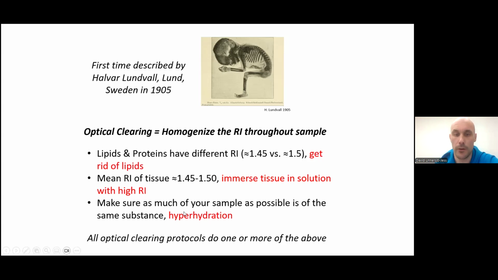And there's also one other way, which is called hyperhydration. There you try to draw as much water as possible into your sample to, in this way, homogenize the refractive index. And all of the optical clearing protocols do one or a combination of the above.